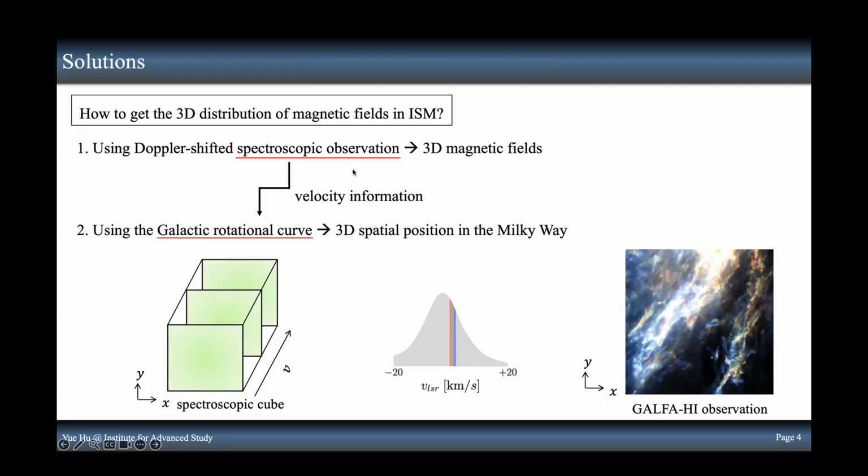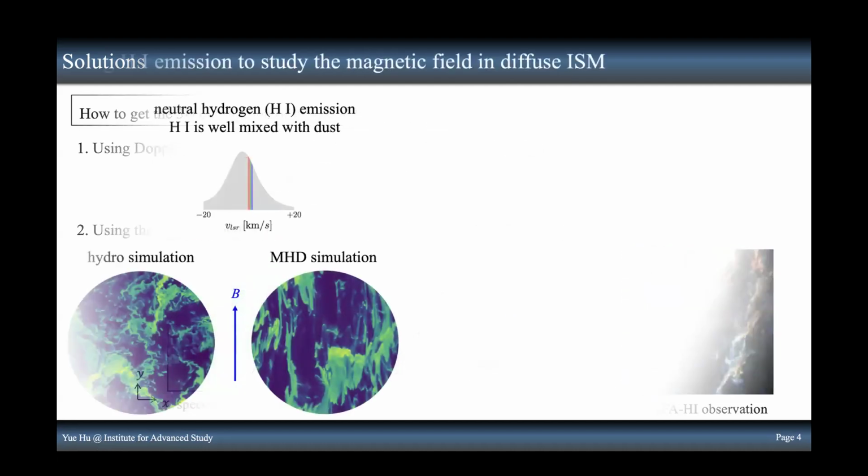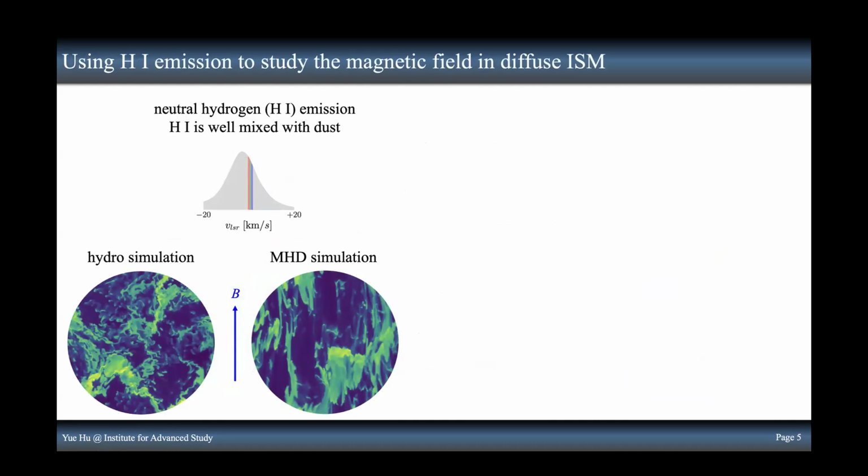The spectroscopic observation, like the HI observation, typically looks like what we call a PPV cube. The first two dimensions are the XY position, and the third dimension is the velocity. Here is an example from the GALFA HI observation. Here is the XY plane, and the third dimension is the velocity. That's the observation we want to use to trace the 3D magnetic field. There are many kinds of spectroscopic observations, like ionized gas and neutral gas. Here we are thinking about using neutral hydrogen emission to trace the magnetic field. One reason is that HI gas is well mixed with dust, so it's easier to test and compare with dust polarization.